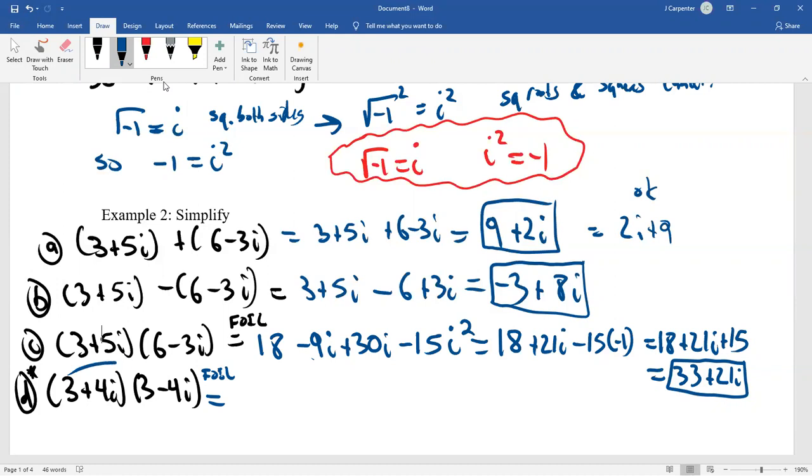So the 3 times the 3 is going to give us a 9. That's the first. The outer, 3 times the negative 4i would give us a negative 12i, so minus 12i. The inner is 4i times 3, which is also 12i, but this time positive for the inner. The last, 4i times negative 4i, would be negative. 4 times negative 4 is negative 16. Then the i times the i gives us i squared.